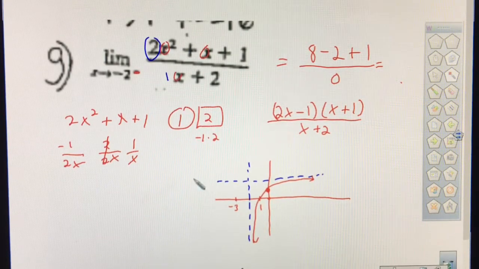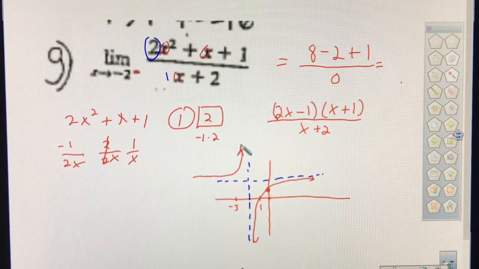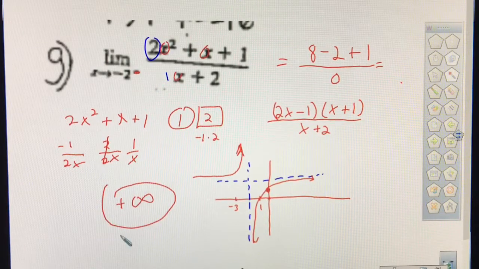The deal is when I plug in negative 3, the graph is going to look like this. So, as I approach negative 2 from the left, it rises up, and the limit is going to be positive infinity. So positive infinity is the answer to this limit question. A little tough.